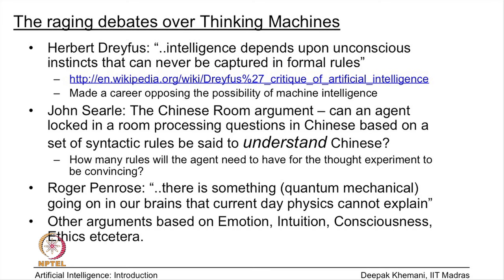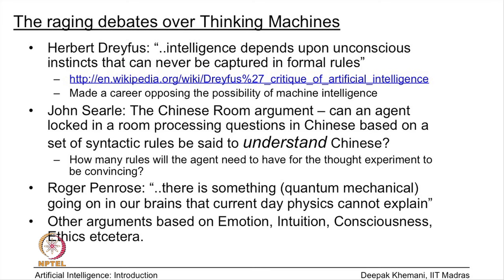The first, by a person called Hubert Dreyfus, says that intelligence depends upon unconscious instincts that can never be captured in formal rules, essentially. You can't read this. I didn't know how to make this a bit stronger, darker. It is basically a Wikipedia page which says critics of AI, essentially. Dreyfus has made a career out of saying that AI is not possible. So, at least he has made a career out of it.